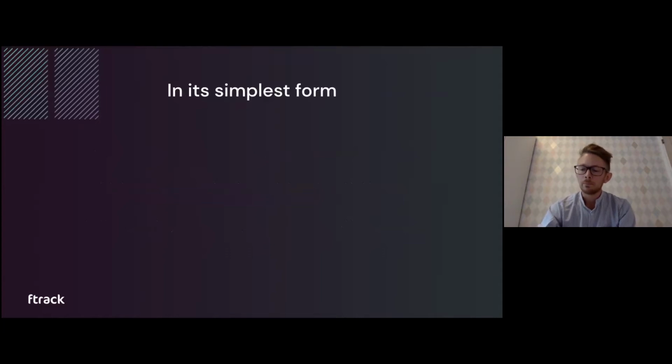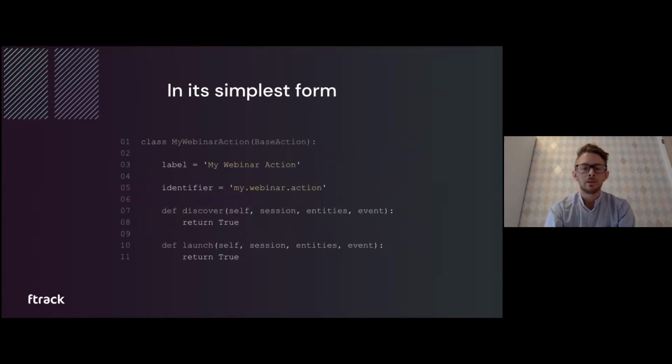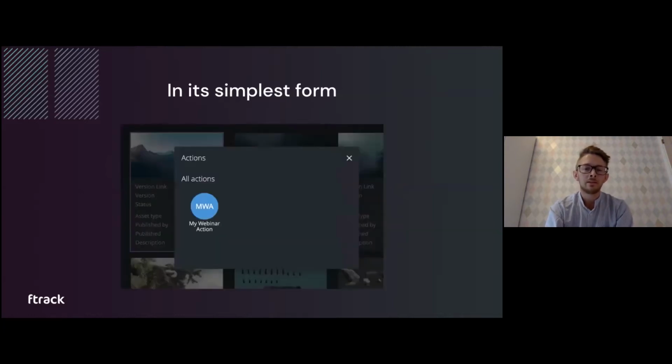So in its simplest form, I want to start off with some code. It says 11 lines of code here, but with the space around it, it's seven lines of code to create an action that will show up in the web interface and be available to your users. I'll explain it line by line, and this is basically what it represents in the web interface.